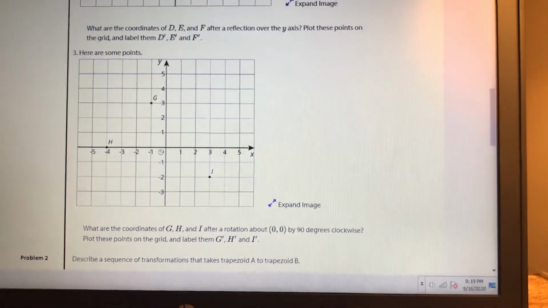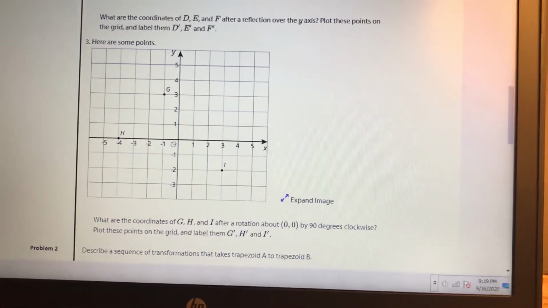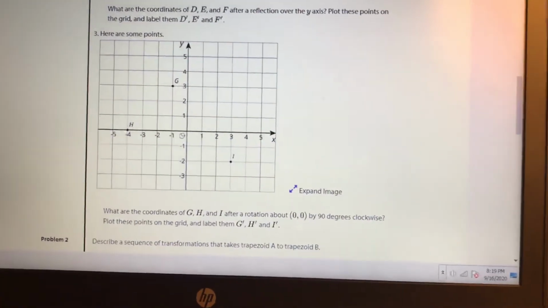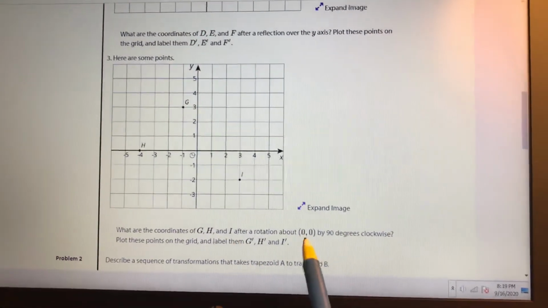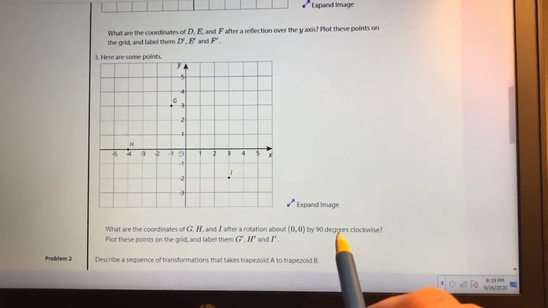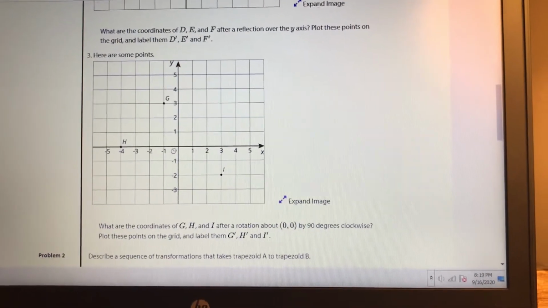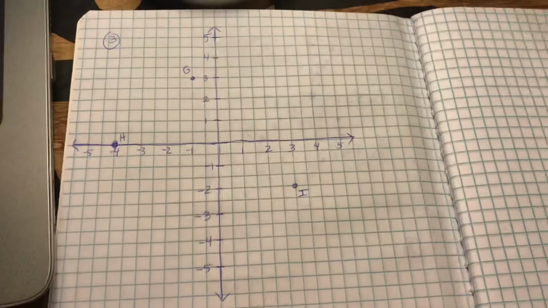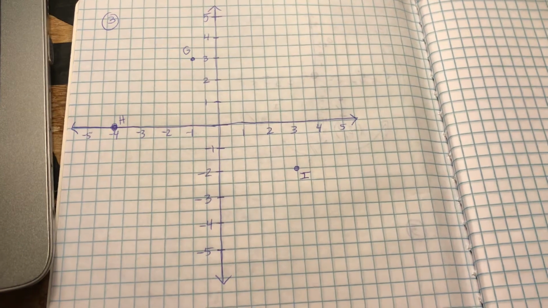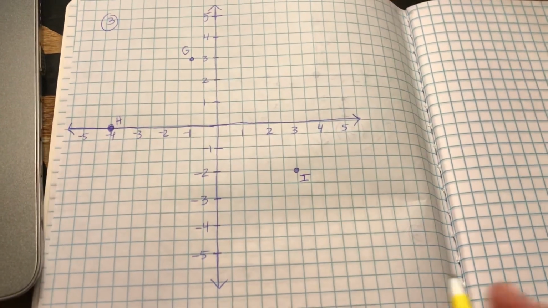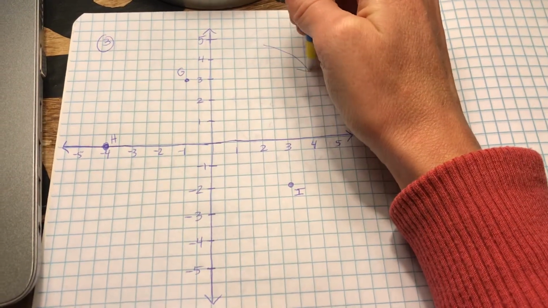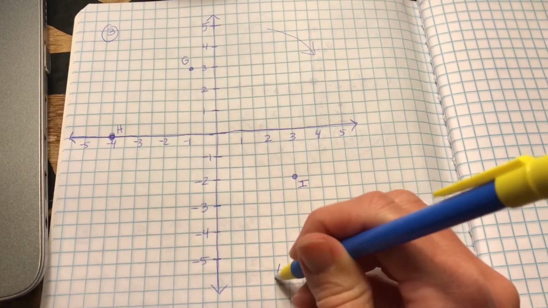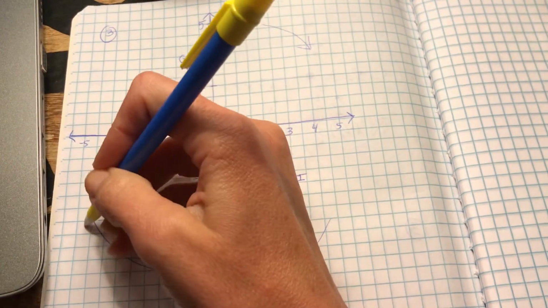So the problem was, here are some points. There they are. What are their coordinates after a rotation about 0, 0, which means 0, 0 is the center of rotation, by 90 degrees clockwise? Okay, so here is the grid. I spread it out, made it a little bigger so we can see things a little better. Clockwise, remember, is like the way a clock goes, so it's going to be in this direction. They're all going to move like this.